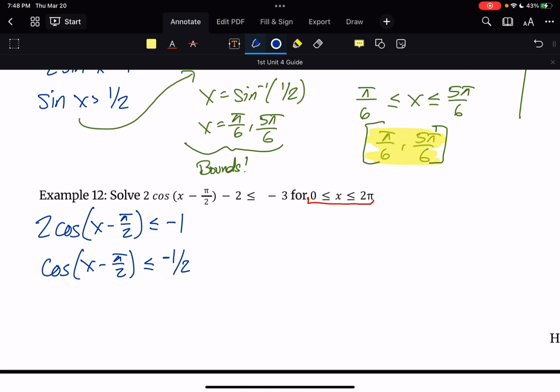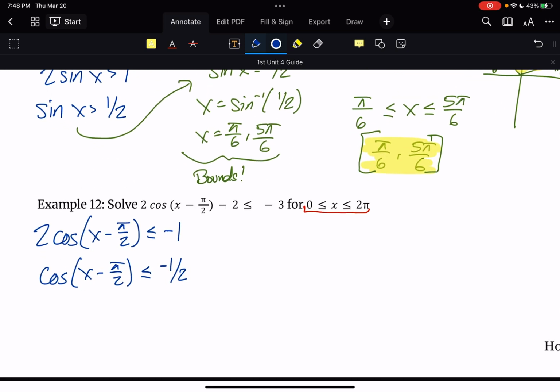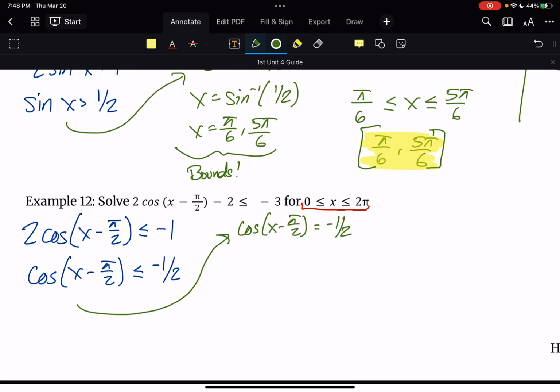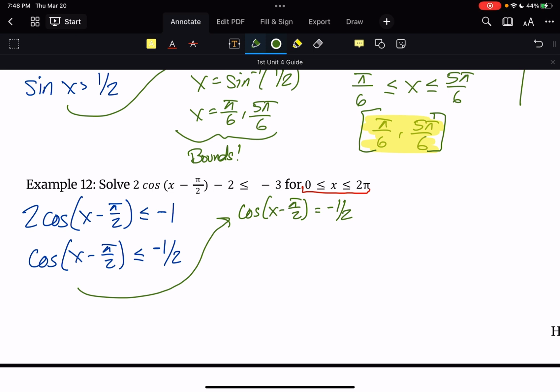And then to get rid of the cosine, we're going to now again solve this like the equation. So I have cosine of x minus pi over 2 is equal to negative 1/2. So with this, we do the inverse cosine of both sides. So I get x minus pi over 2 is equal to the inverse cosine of negative 1/2. And we get a cosine of negative 1/2 at 2 pi over 3 and at 4 pi over 3. So this gives me x minus pi over 2 equals 2 pi over 3 and 4 pi over 3.